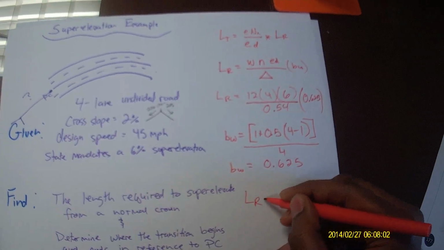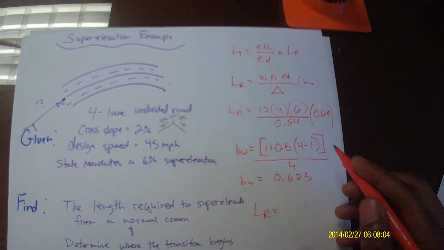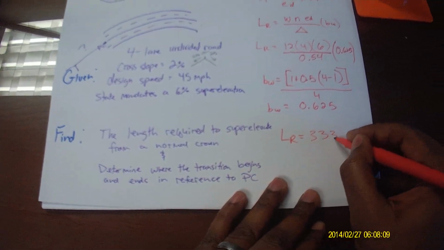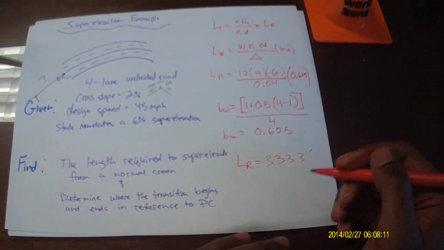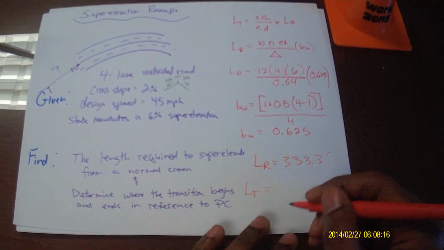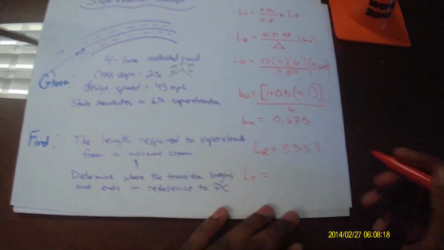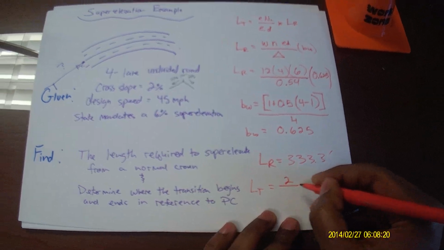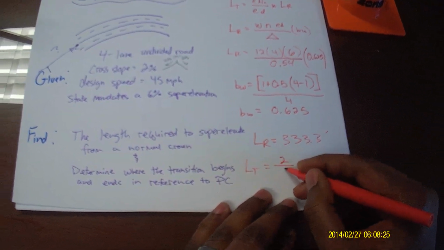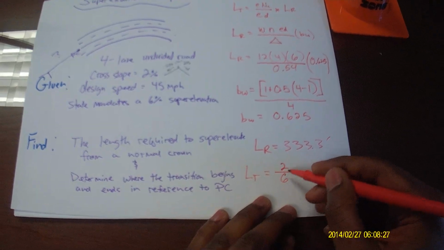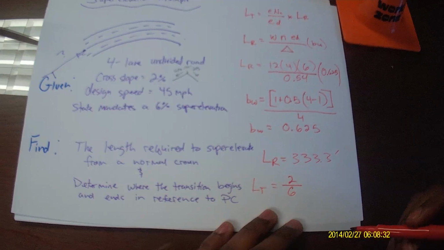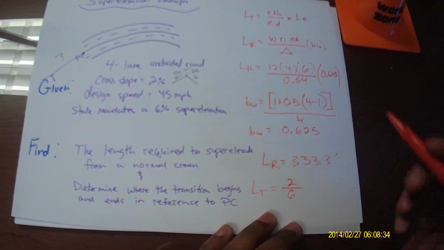When I multiply all of that out, I get 333.3 feet for L sub r. Now because I have L sub r, I can figure out what L sub t is, which is simply the normal cross slope, which was given at 2, divided by the super elevation, which is also given now at 6. And remember, we're going to keep these in percent form. Everything's in percent form. Read that off of the table, the relative gradient.